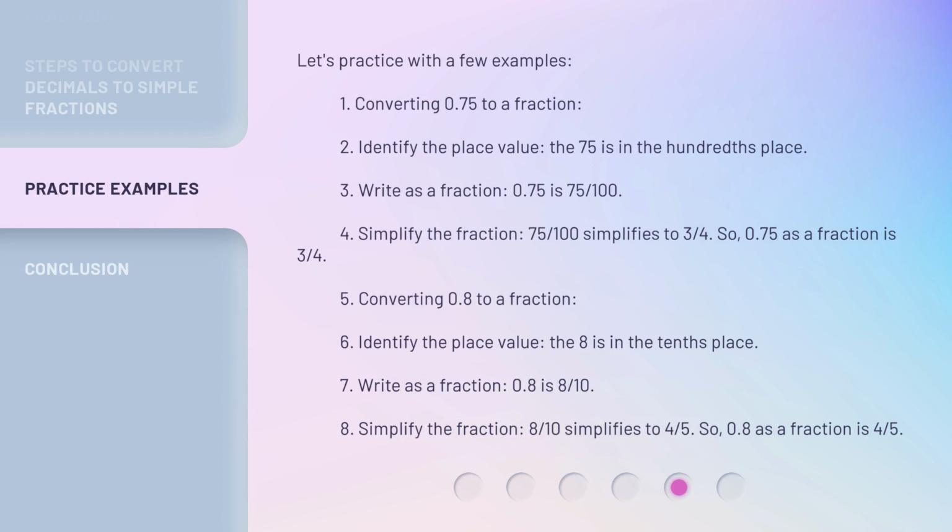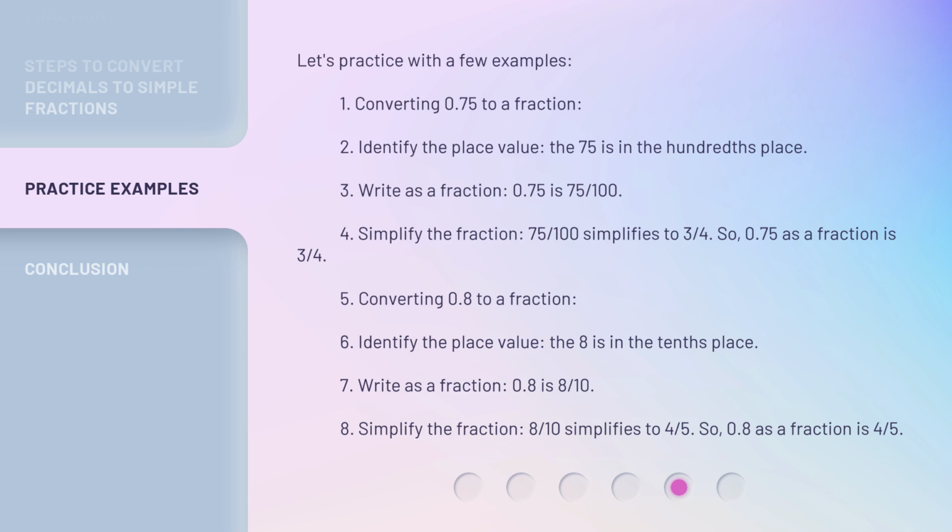Let's practice with a few examples. 1. Converting 0.75 to a fraction. 2. Identify the place value. The 75 is in the hundredths place. 3. Write as a fraction. 0.75 is 75/100. 4. Simplify the fraction. 75/100 simplifies to 3/4. So, 0.75 as a fraction is 3/4.